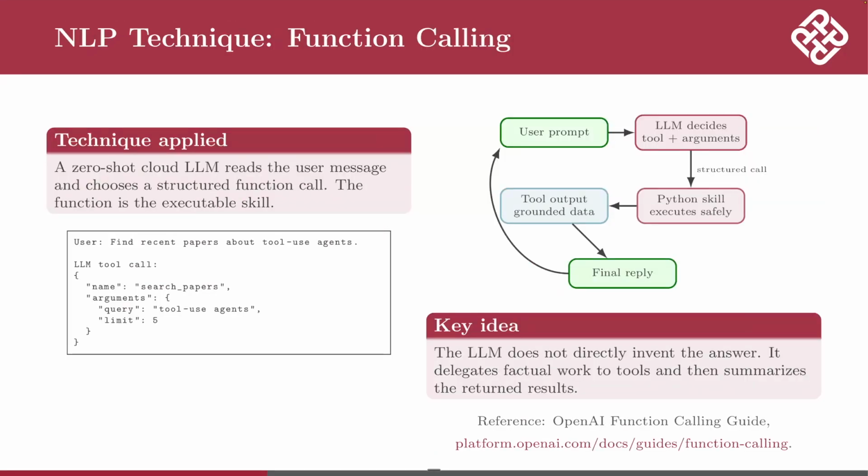The NLP technique involved in this application is, first, function calling. We are using a zero-shot cloud LLM to read user messages and choose a structured function call. The function call is basically an executable skill. So the LLM does not directly invent the answer. It calls some kind of API to fetch information which might be on the internet, and then based on that information, it summarizes and returns the output to the user.